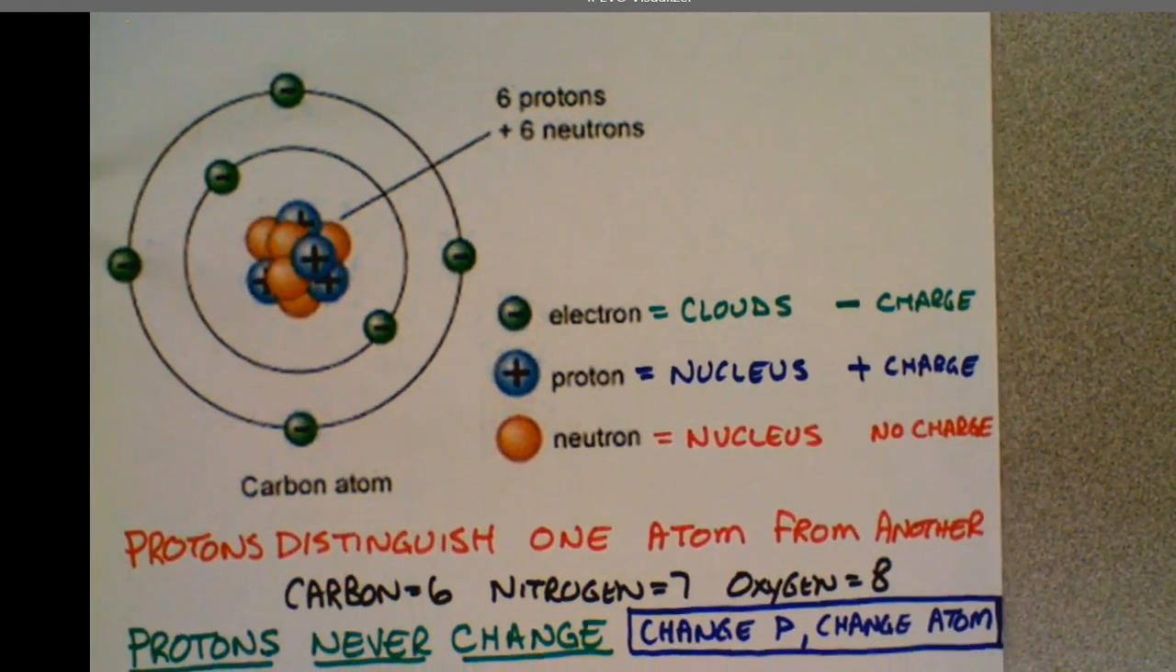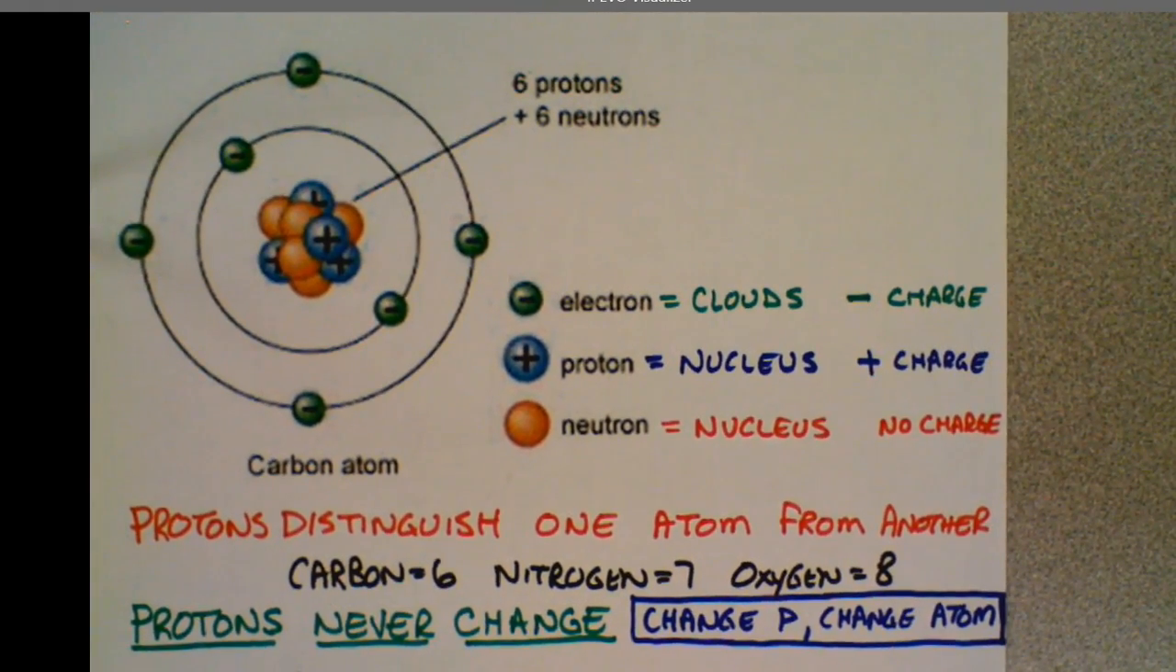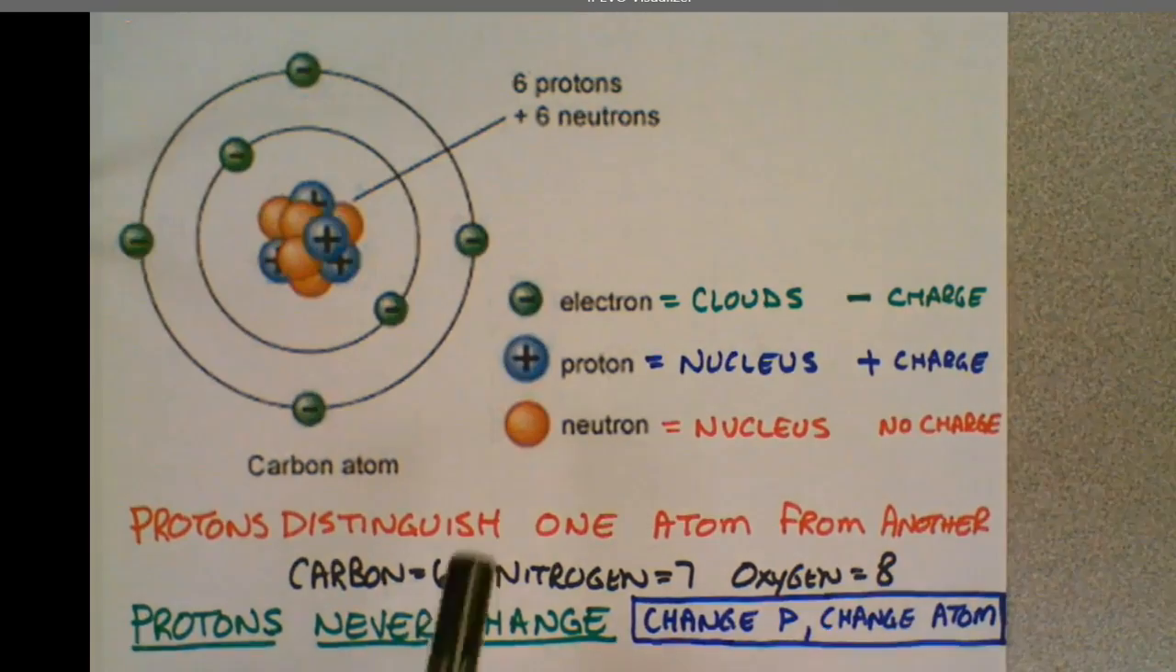So I wrote here in green that protons can never change. If we change the number of protons, like if we have 6 protons and we add 1, look, we changed that element from carbon to nitrogen. So protons in an element never change. All right? If we change the proton, we change the atom, and that's what I have written here in blue.